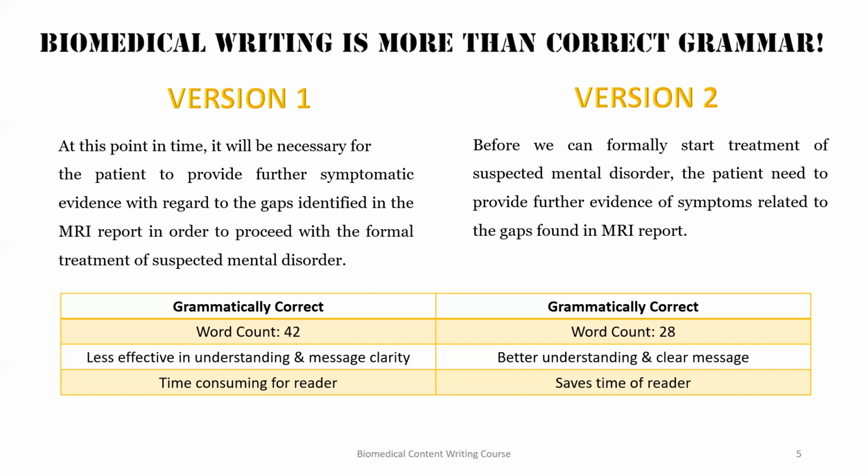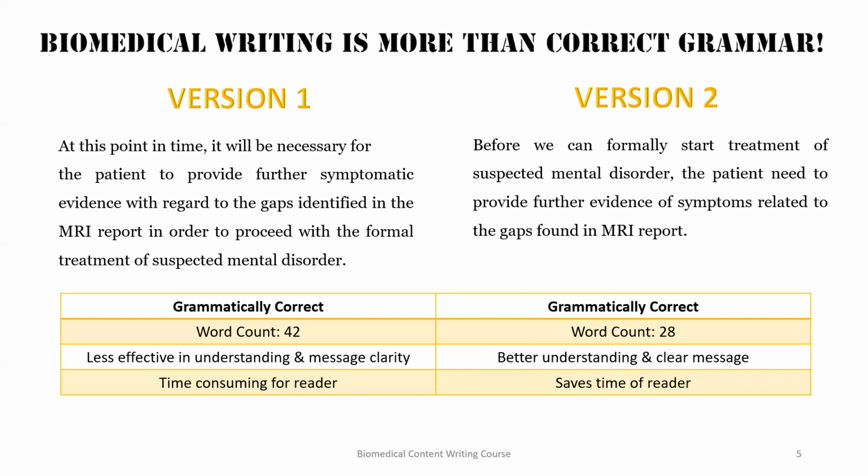Second, version 1 is less effective in understanding and message clarity. If what you want to say and what your reader is understanding are not clear, there is no point in writing. Version 2 is quite simple and direct, with better understanding and a clear message. Then version 1 is also time consuming for the reader because it has more words. So the reader will take more time to read and understand.